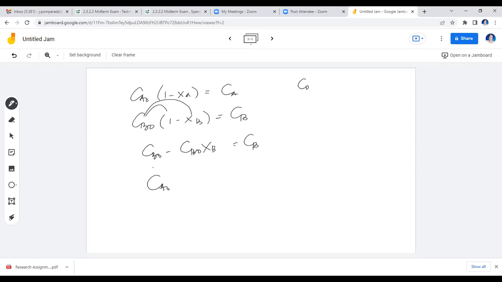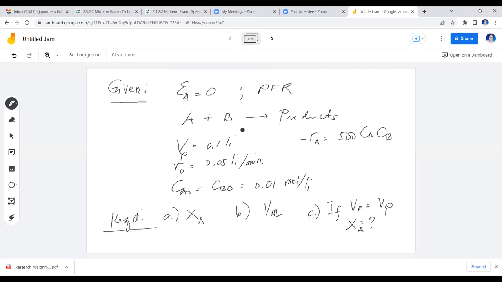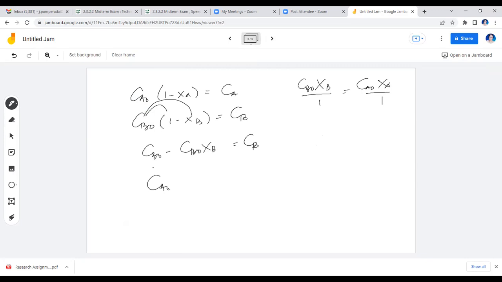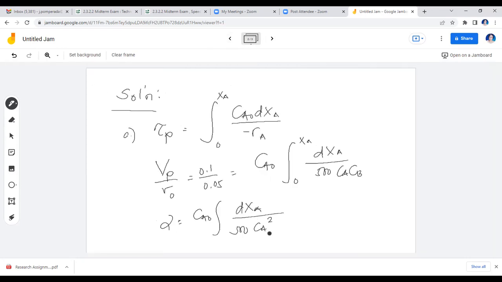And from stoichiometry, your CBO XB over 1 is just CAO XA over 1 because it's 1 is to 1. 1 mole of A reacts with 1 mole of B. So then we can change the CBO XB here to CAO XA. So CBO XB is equal to CAO XA. So this is your C sub B. So this is C sub A, right? CAO minus CAO XA here is C sub A. That is why we have it written in this manner.